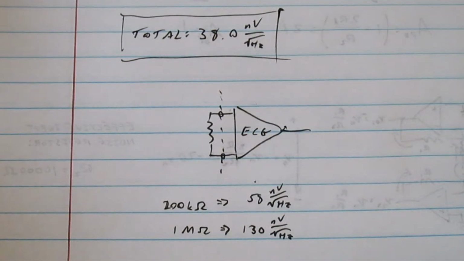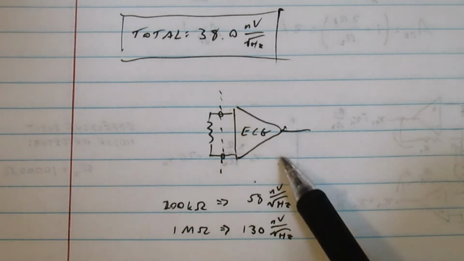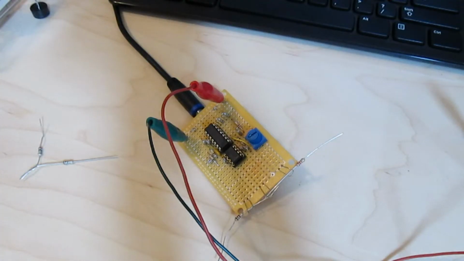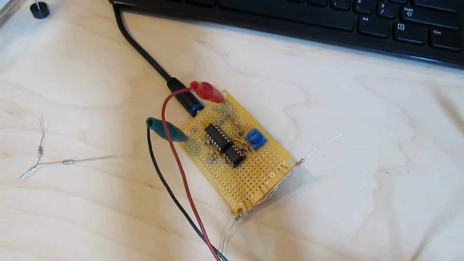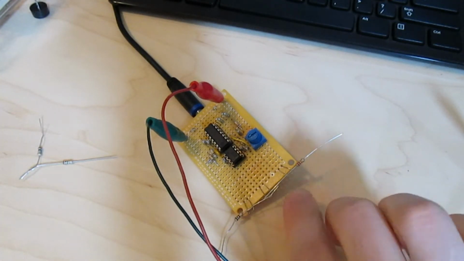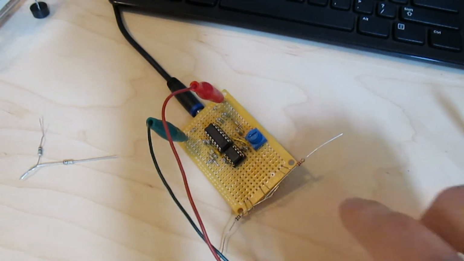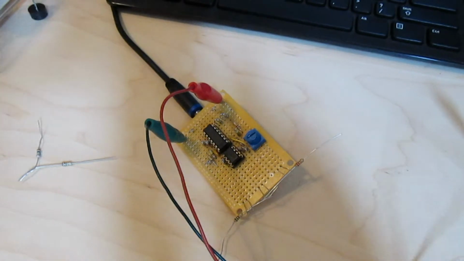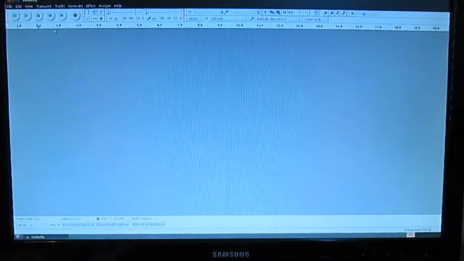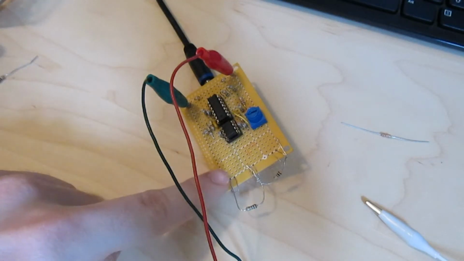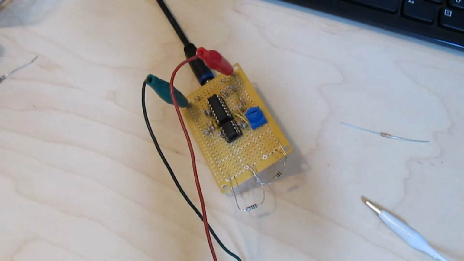So the noise performance of my circuit probably doesn't even matter all that much because I'm putting so much thermal noise into it. So now let's see if the noise of the circuit actually does matter. Right now I've got the inputs shorted together. Just ignore the resistors. I'm just using the leads to short the inputs together. So now we're going to take a recording with the input volume all the way up, and there's my thermal noise on there. And now for comparison, I've got two 1 megaohm resistors on the inputs.